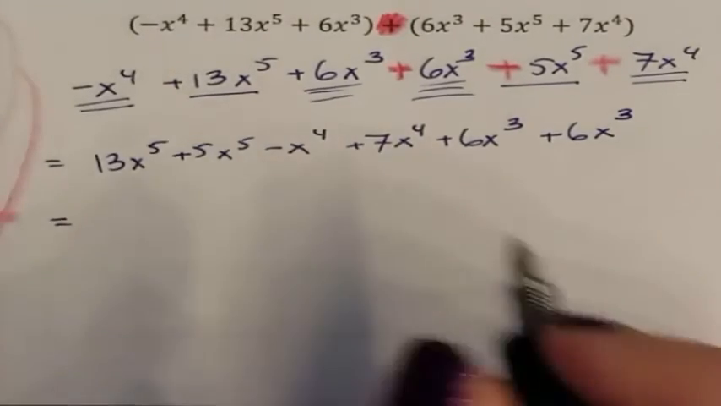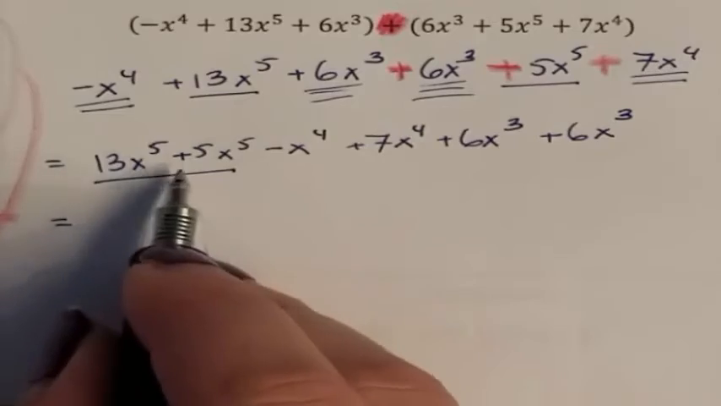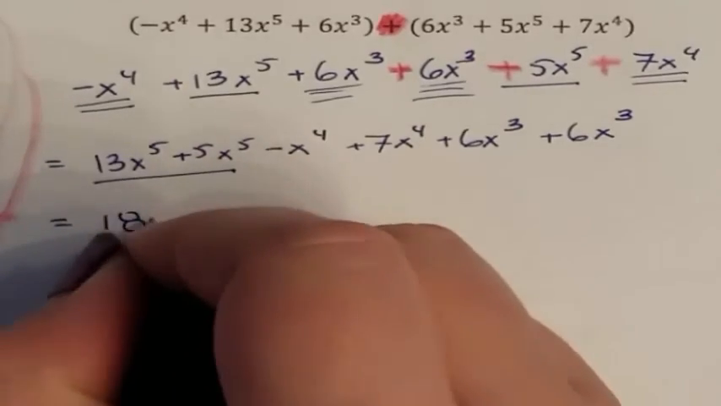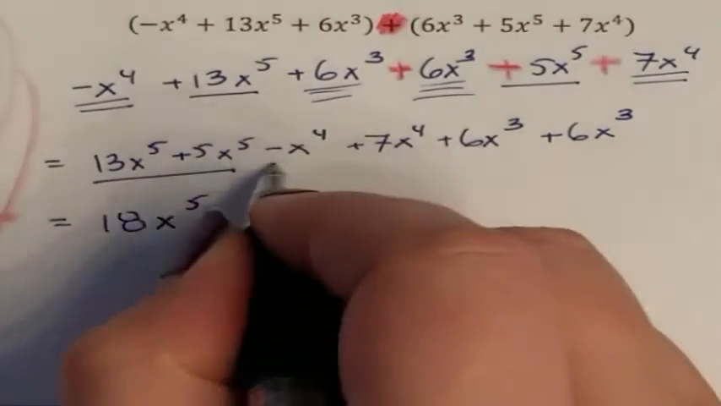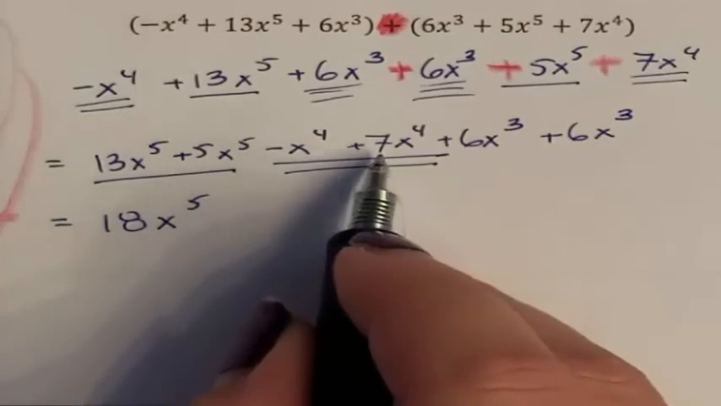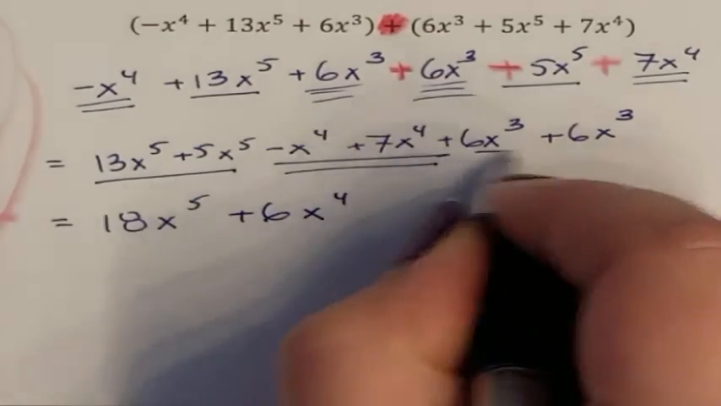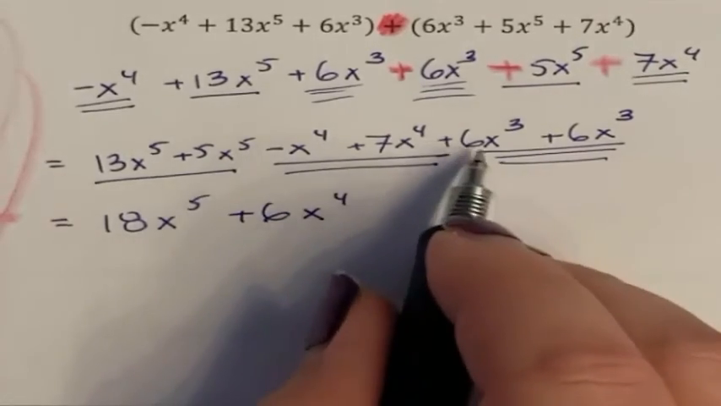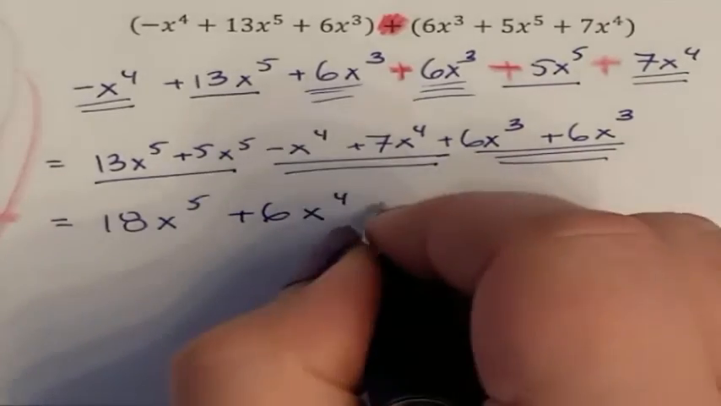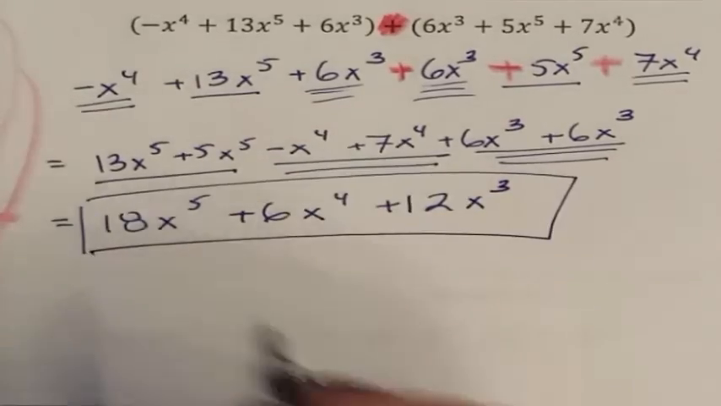So combining like terms. My fifths can only go with my fifths. If I had 13 of them and I added 5 more of them, I end up having 18 of them. Fourths can only go with fourths. I had a negative 1 of them, and I added 7 of them. I end up having a positive 6 of them. And then thirds can only go with thirds. There were 6 of them, and I added 6 more of them, which meant I ended up having 12 of them. So I just solved that problem horizontally.